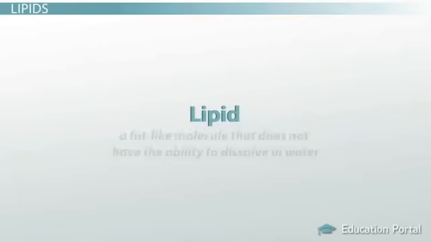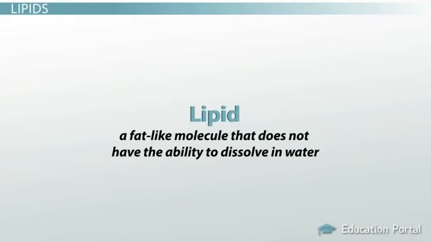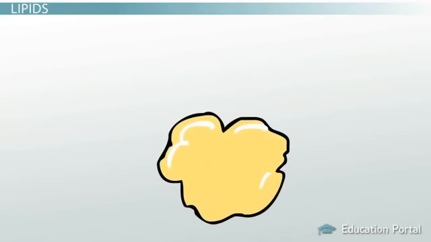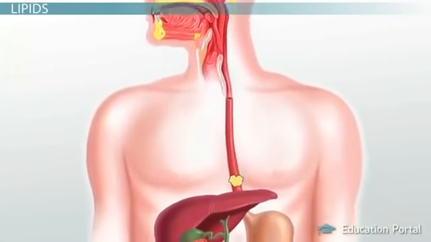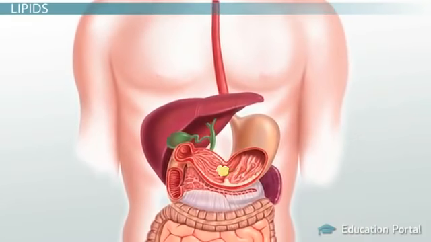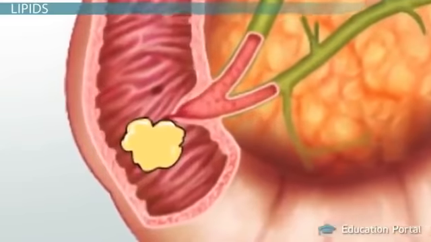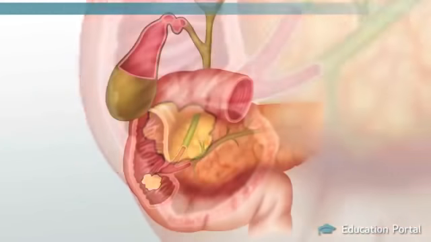Now, a lipid is defined as a fat-like molecule that does not have the ability to dissolve in water. This inability to dissolve in water adds an element of difficulty to fat digestion. Because fat does not like water, it tends to clump together and form large droplets as it moves through your digestive system. By the time fat reaches your small intestine, it has not been digested at all. So dietary fat in the small intestine looks like a fairly large glob of fat.